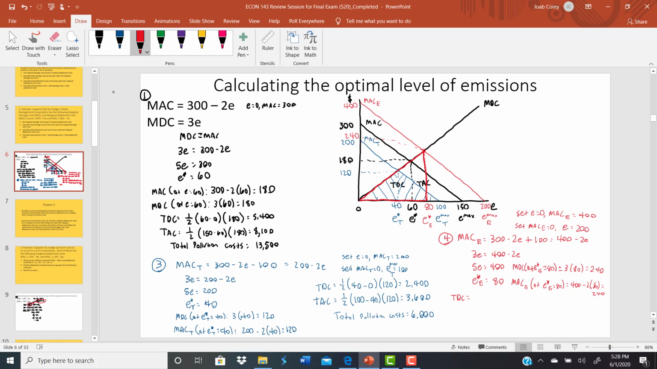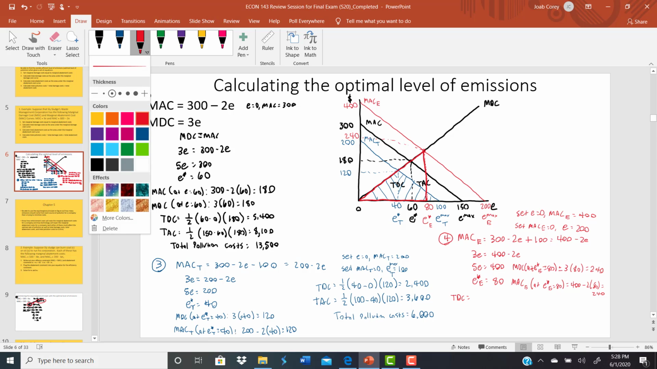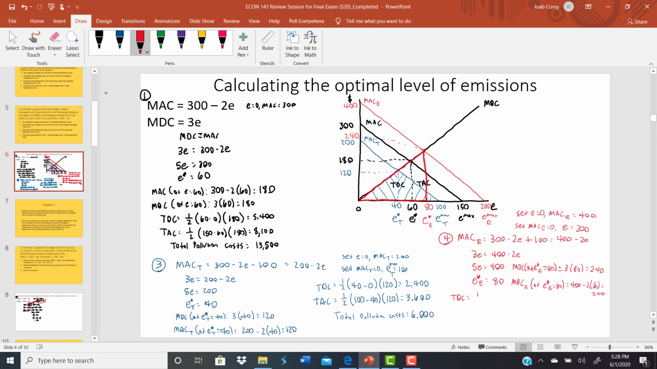So if we're calculating out those total damage costs, then that is going to be equal to 1/2 times the base of that triangle, which is 80 minus 0, times the height of that triangle, which is 240. So 1/2 of 80 times 240 is equal to 9,600.